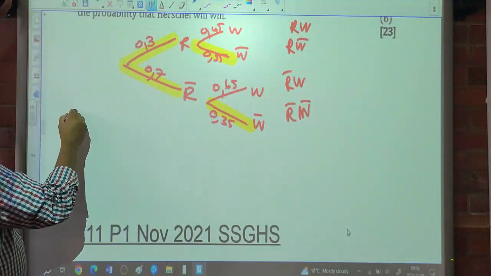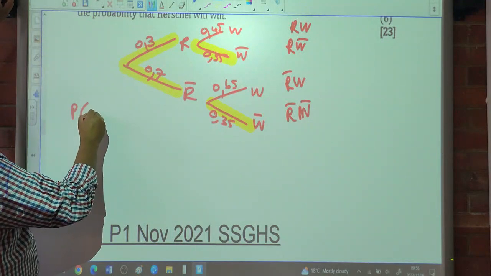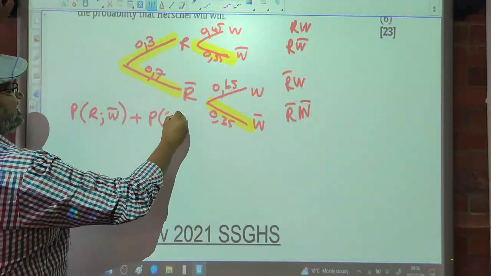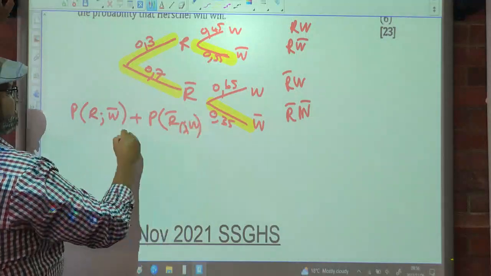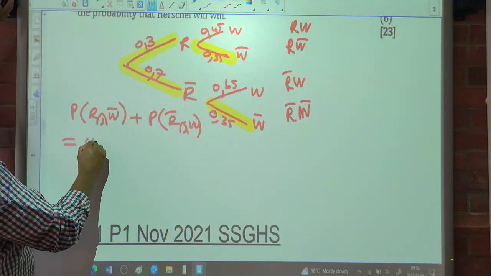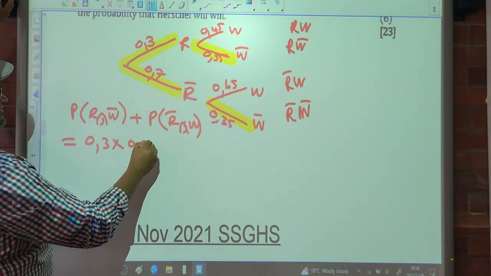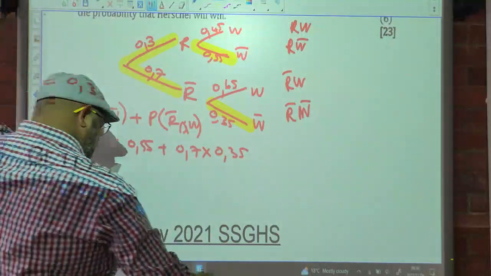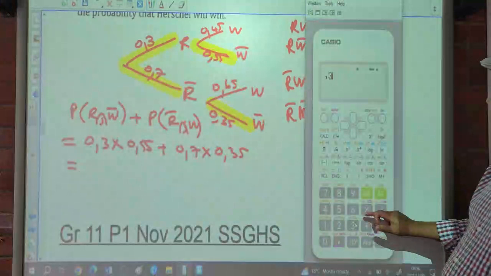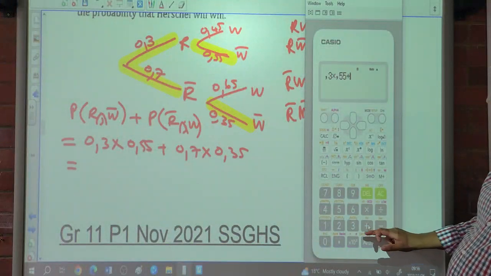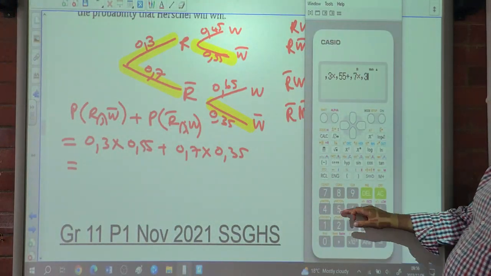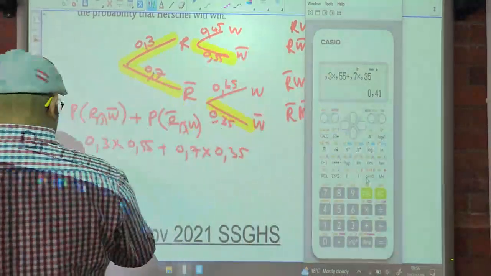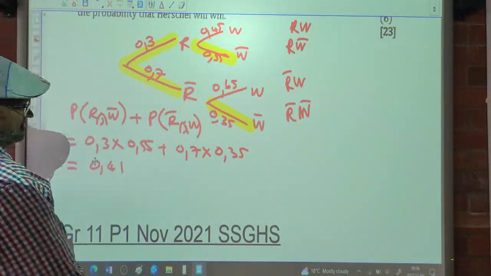it's going to be the probability of raining and not winning plus the probability of not raining and not winning. This intersection. So raining is 0.3 times 0.55 plus 0.7 times 0.35, which is going to be 0.41. Is that correct? Okay.